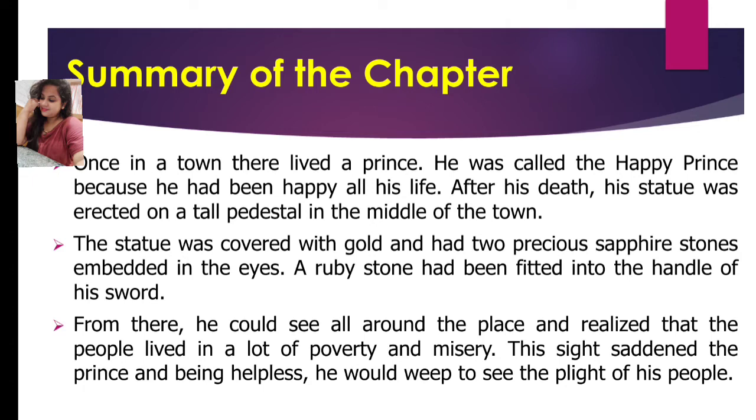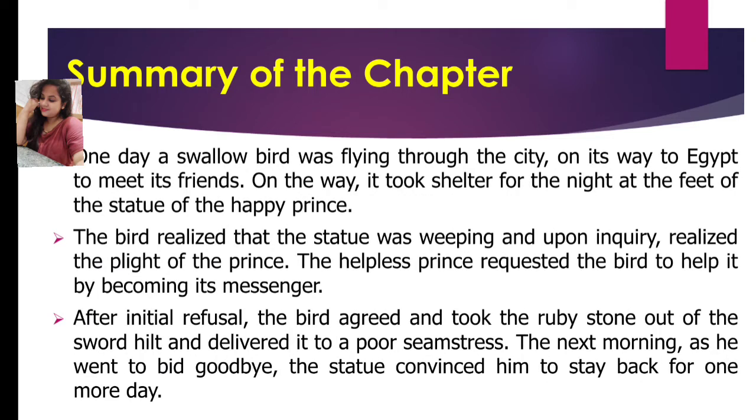From there, he could see all around the place and realized that the people lived in a lot of poverty and misery. This sight saddened the prince, and being helpless, he would weep to see the plight of the people. One day, a swallow bird was flying through the city on its way to Egypt to meet its friends. On the way, it took shelter for the night at the feet of the statue of the Happy Prince. The bird realized that the statue was weeping and, upon inquiry, learned the plight of the prince.